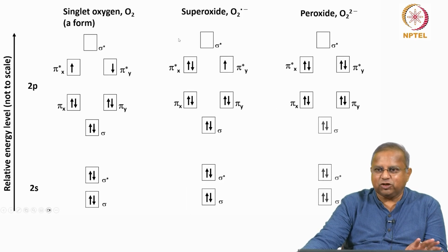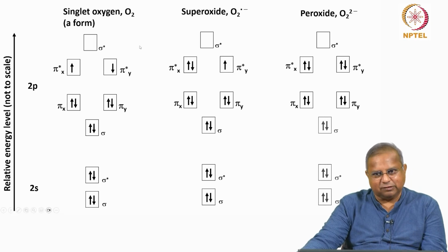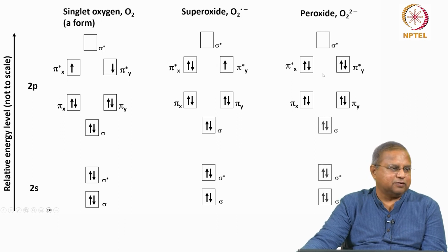So, if it is there, you are sure. If it is not there, you are not sure. You will have to go back and check. So, the superoxide has one extra. This is far more reactive. Peroxide is all filled. Therefore, it is not as reactive as the others. It is also reactive, but it is not as reactive as the others.